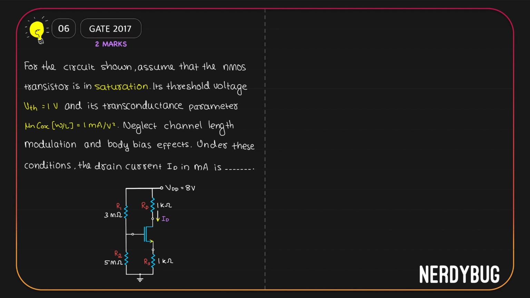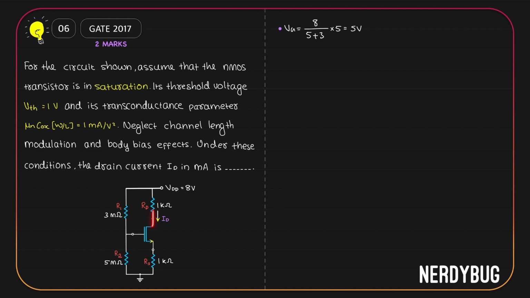The first thing I can see is that the gate voltage is given through a voltage divider. We have 8 volt supply. It is divided between the 3 mega ohm and 5 mega ohm. Whatever is dropped across the 5 mega ohm is given to the gate. So gate voltage is 8 divided by 3 plus 5 multiplied by 5, which is equal to 5 volt.